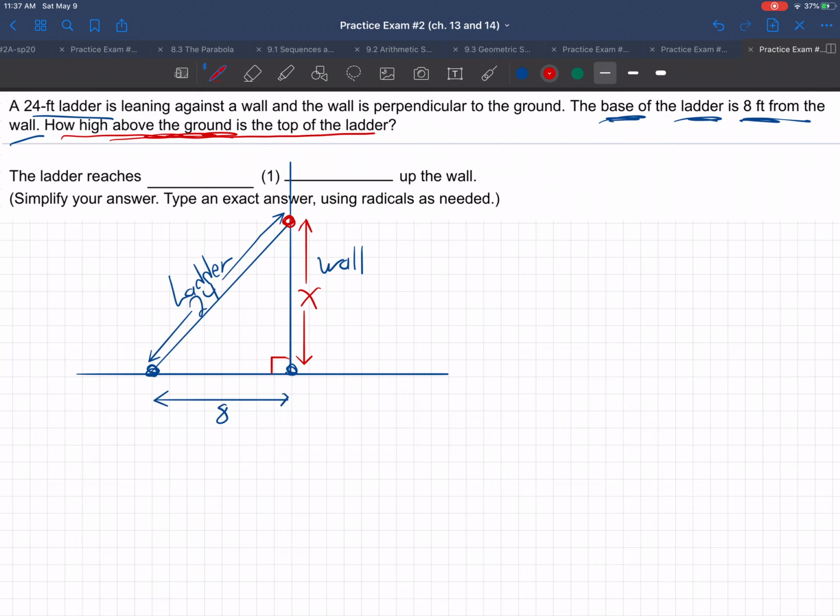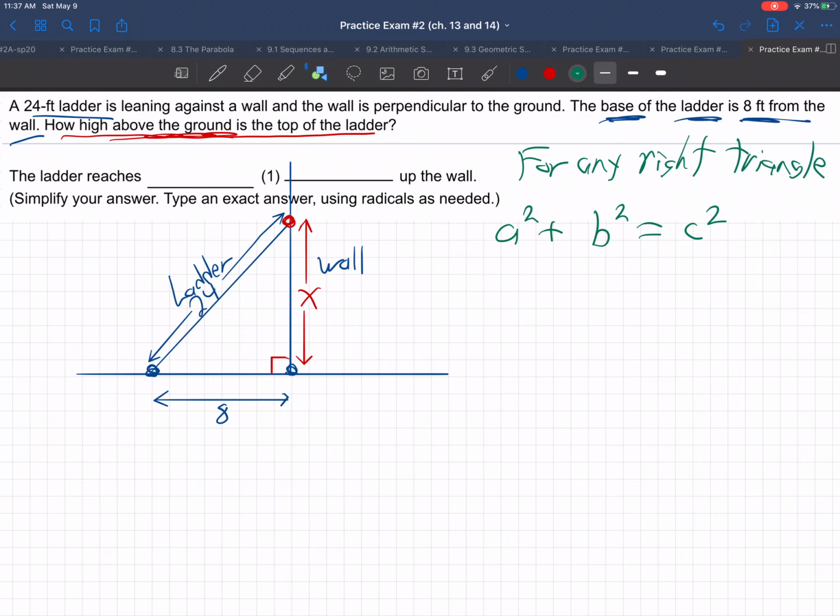So what can we do with a right triangle? A squared plus b squared is c squared. That's true for any right triangle. So anytime you have a 90-degree angle, you can use the Pythagorean theorem. So now which one's the C? The C is always the one across from the right angle. This must be our C over here. So the C is the 24 squared.